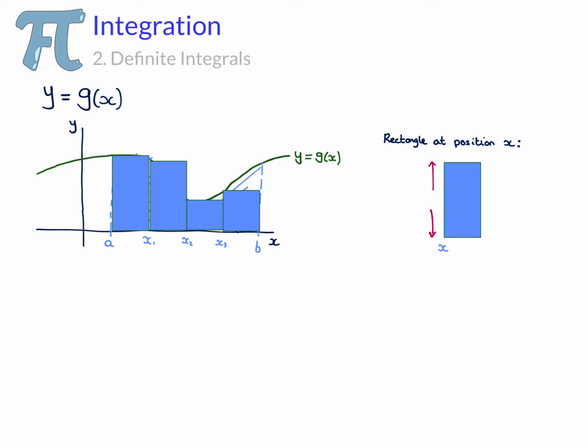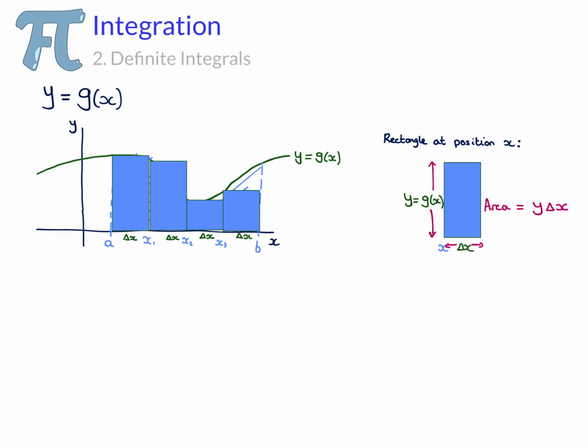The height of one of these rectangles that starts at position x is the height of the curve at that point, and the width of the rectangle we call delta x. Clearly, with this small number of large, bulky rectangles, the total combined area of the rectangles does not equal the area under the curve, but it is an approximation.